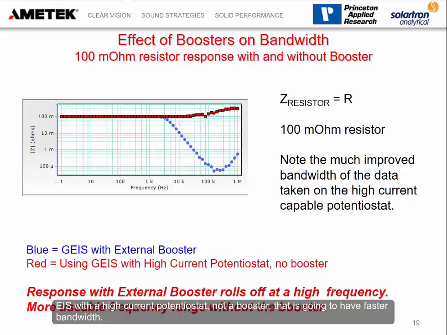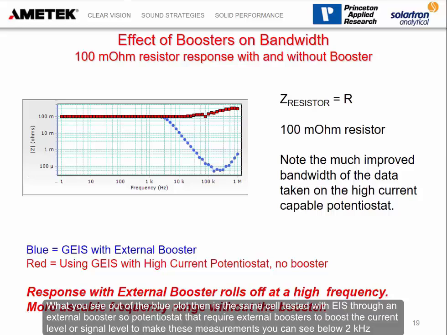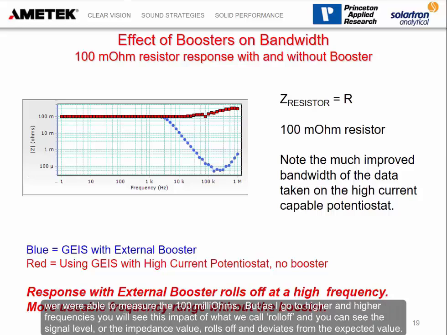That's using a galvanostatic EIS with a high current potentiostat, not a booster, that's going to have faster bandwidth. What you see in the blue plot is the same cell tested with EIS through an external booster. So for potentiostats that require external boosters to boost the current level or signal level to make these measurements, you can see below, we'll say 2 kilohertz, we're able to measure that 100 milliohms. But as I go to higher and higher frequencies, you're going to see the impact of what we call roll-off, and you can see the impedance value rolls off and deviates from the expected value.